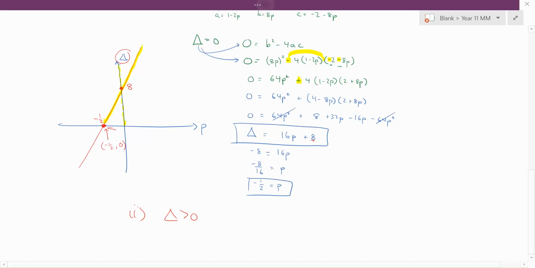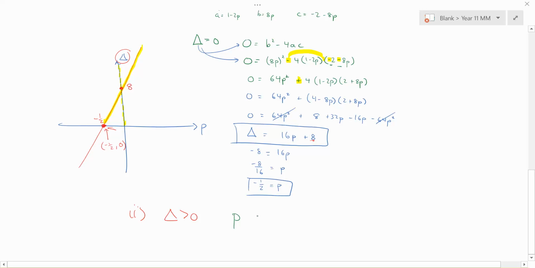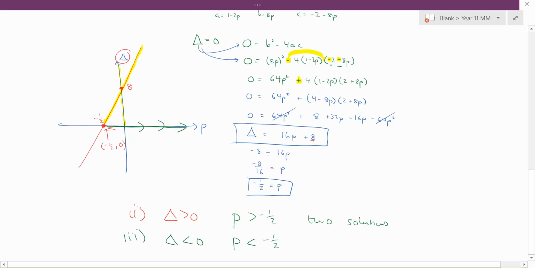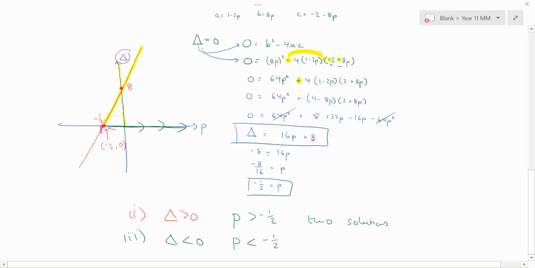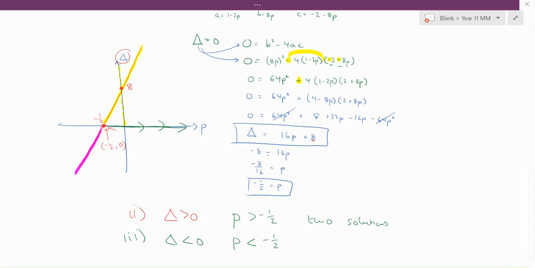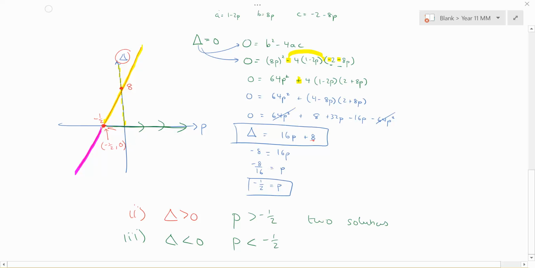So if you chose p bigger than negative half, which means this direction, any of these values, then you will have two solutions, meaning two x-intercepts. If it was another question, if they said no solutions, meaning the discriminant has to be negative, so less than 0, then you have to choose p less than negative half, because that's the only time, which I'll color here, that the graph will have a negative discriminant. Yeah? Because we can see all these coordinates down here correspond to a negative discriminant.